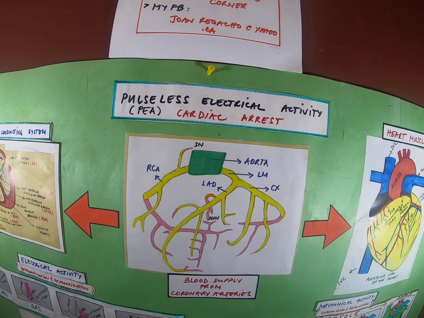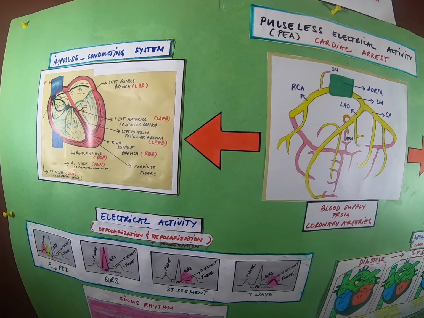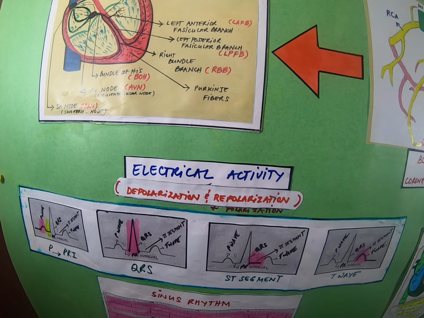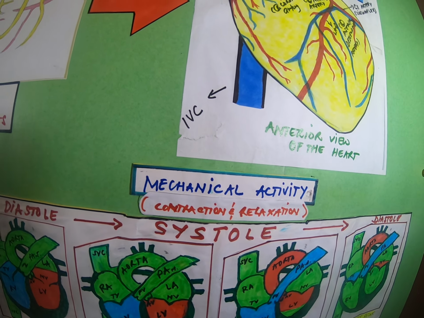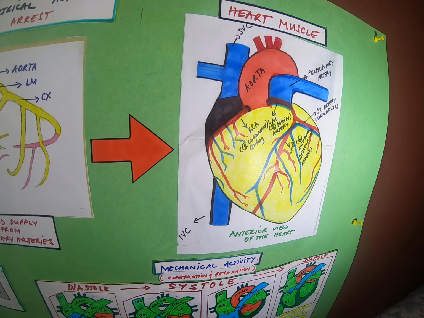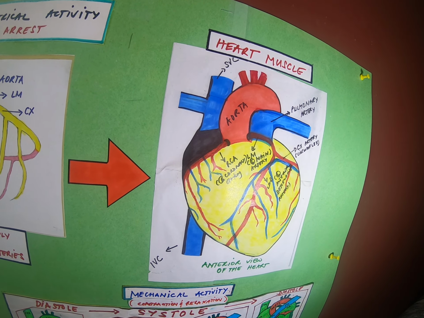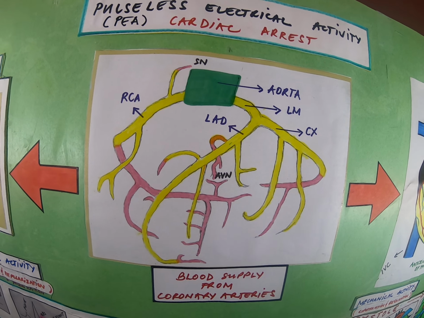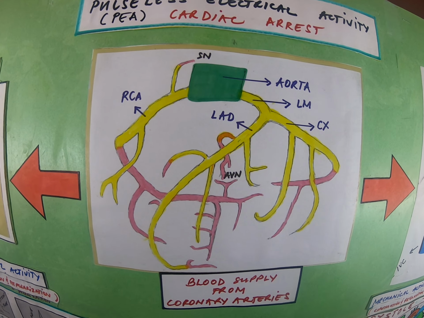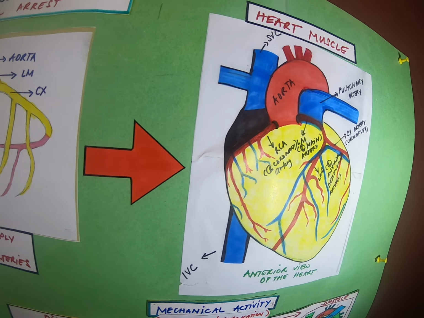So this is a continuation of our pulseless electrical activity. PEA has electrical activity but has no mechanical activity. So we have a heart here. The heart muscle, its valves and their accessories need blood supply from our coronary arteries to survive. These coronary arteries and their branches will deliver blood to our heart.